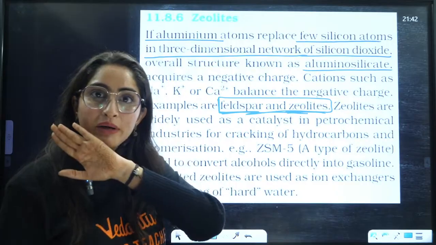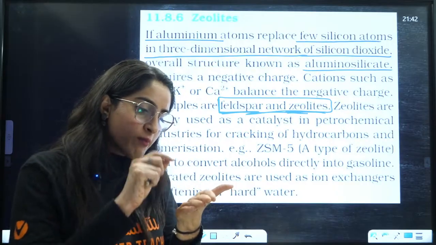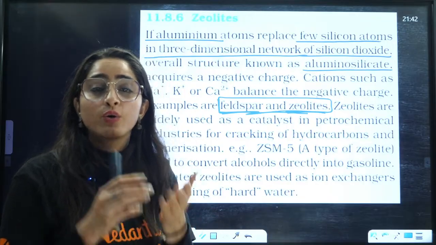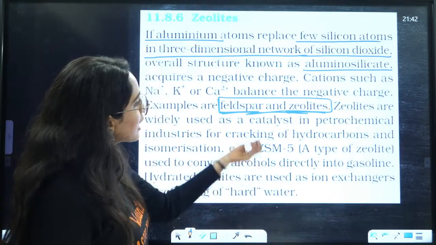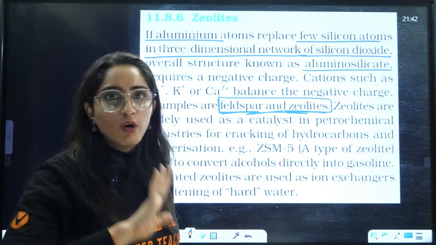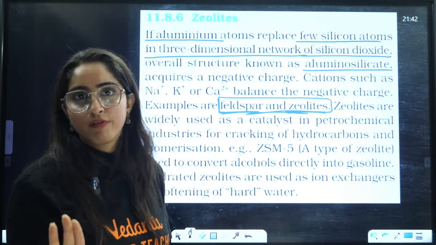So you don't need to get into that much Googling, ma'am. What are zeolites, ma'am? I need to understand. I want to do a PhD in zeolites. You don't need to do that, right? If they ask you something, they will ask from this paragraph only. They will not go beyond this paragraph, right?